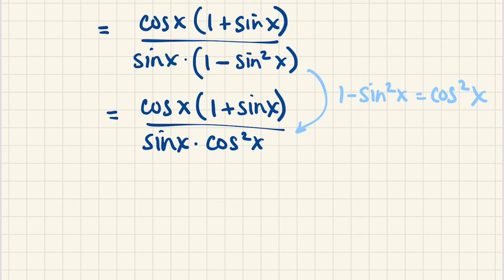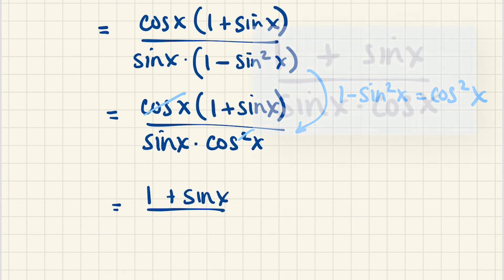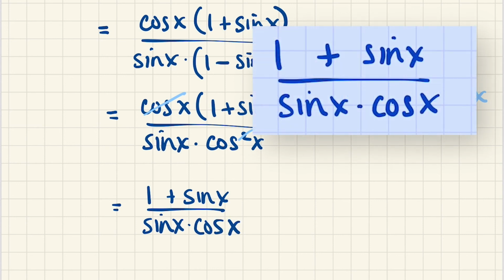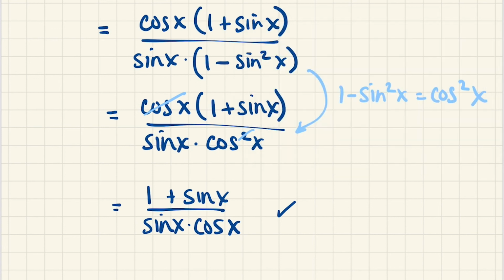Great, we have things we can do now. Look, the cosine factor that's right here cancels with one of the cosine factors from the denominator. So we're going to get 1 plus sine of x in the numerator divided by sine of x times cosine of x. And that is exactly the same simplified form that we arrived at when we worked on the other side of this. So that's it. We are done. We have proved the identity.